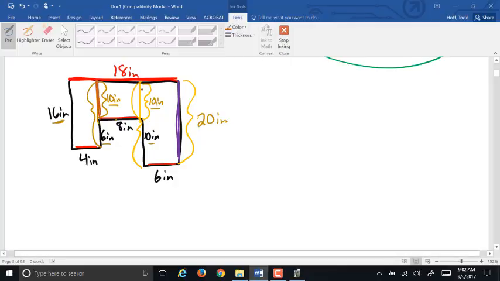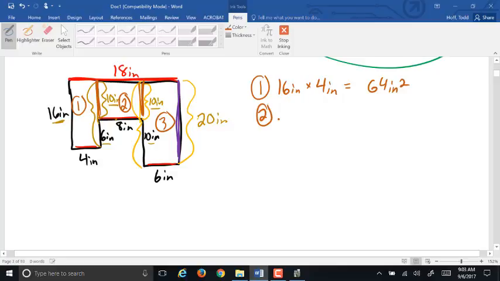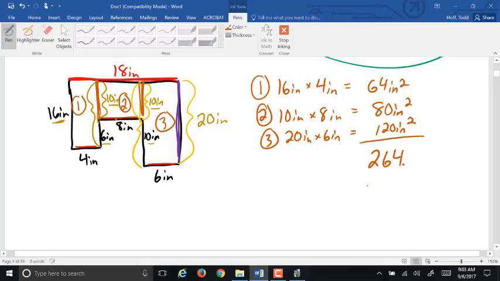I'm going to cut it here and here. And your rectangle is 1, 2, and 3. Well, rectangle 1, what are its dimensions? 16 times 4, or 64 inches squared. Rectangle 2, what are its dimensions? 10 by 8, or 80 inches squared. And rectangle 3, 20 by 6, or 120 inches squared, which is 264 inches squared for my total area.